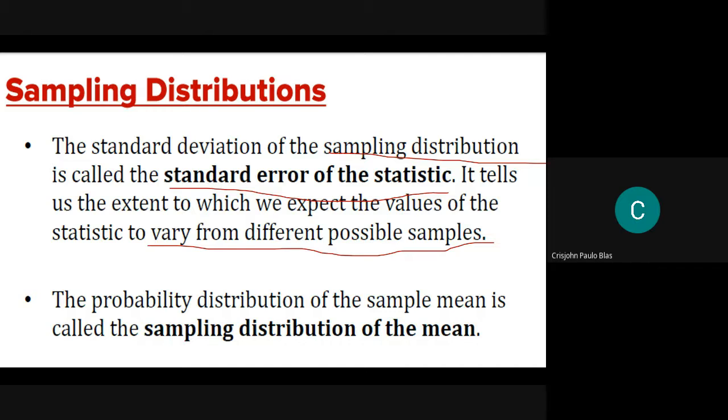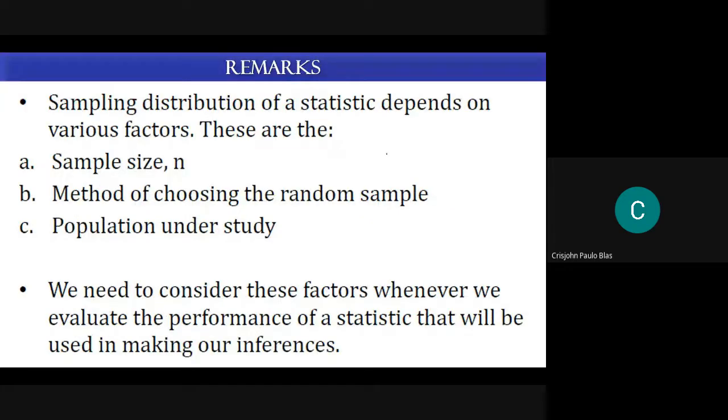So, the probability distribution of the sample mean is called the sampling distribution of the mean. So, ayun na nga. If we are getting the probability distribution of a sample mean, we call it a sampling distribution of the mean. Okay? Ayan. Dugtong-dugtong lang to. Kaya sabi ko, medyo logical siya. So, a sampling distribution of a statistic depends on various factors.